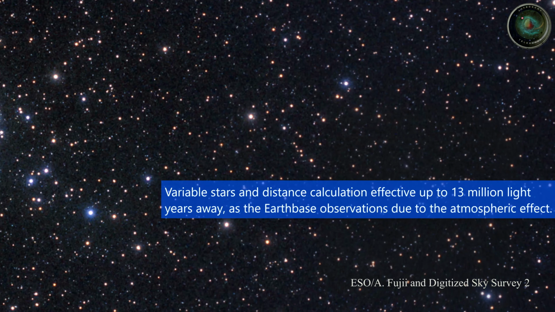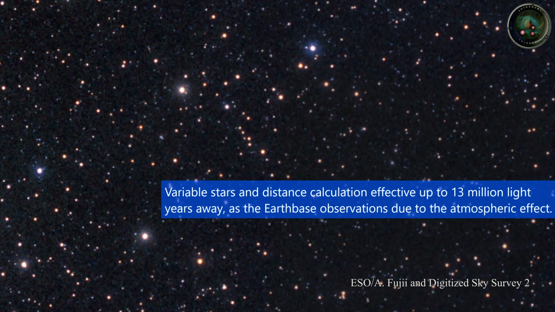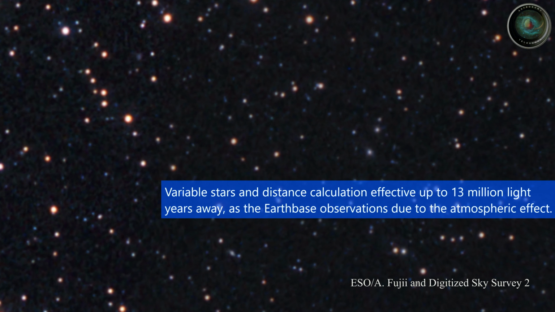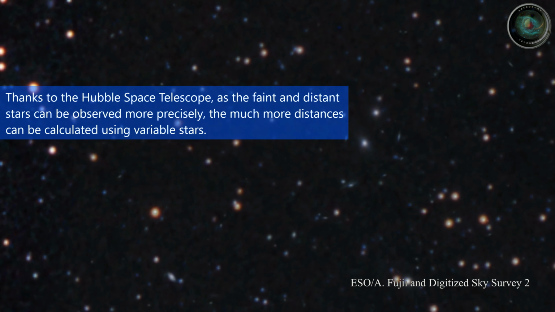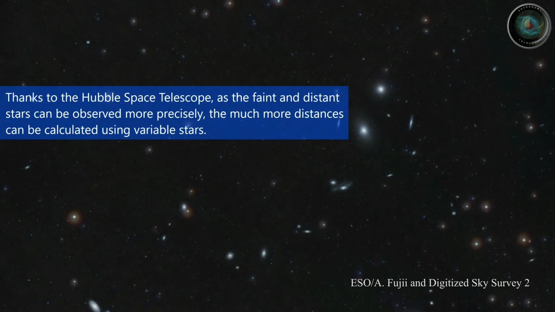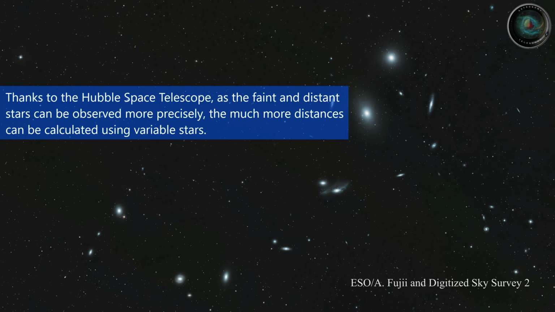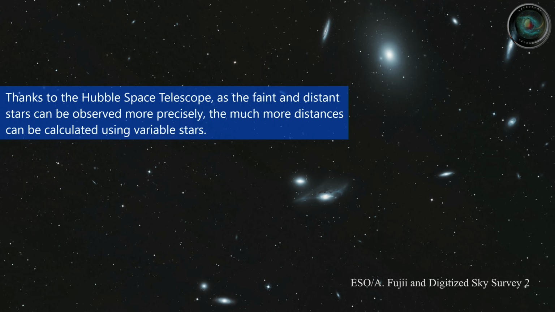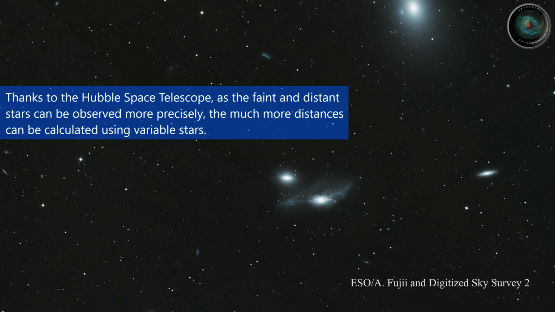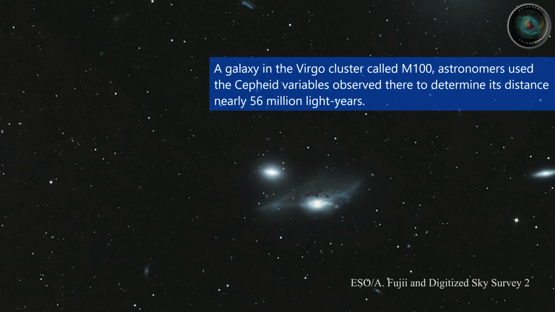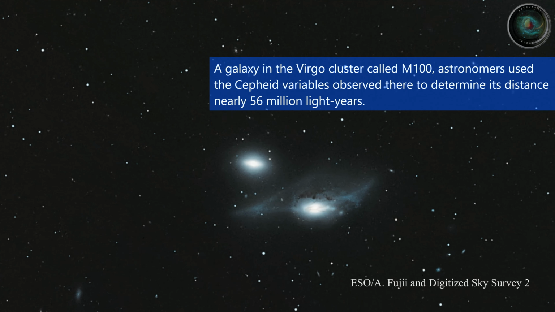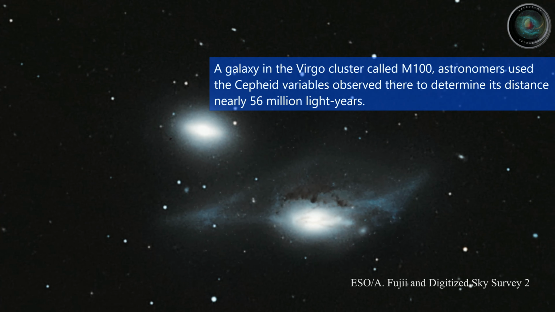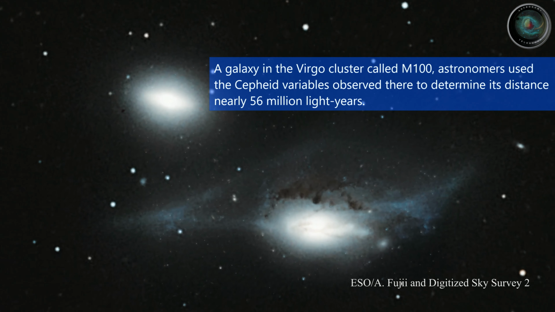Variable stars and distance calculation are effective up to 13 million light-years away for Earth-based observations, due to the atmospheric effect. Thanks to the Hubble Space Telescope, as faint and distant stars can be observed more precisely, much greater distances can be calculated using variable stars. For a galaxy in the Virgo cluster called M100, astronomers used the Cepheid variables observed there to determine its distance as nearly 56 million light-years.